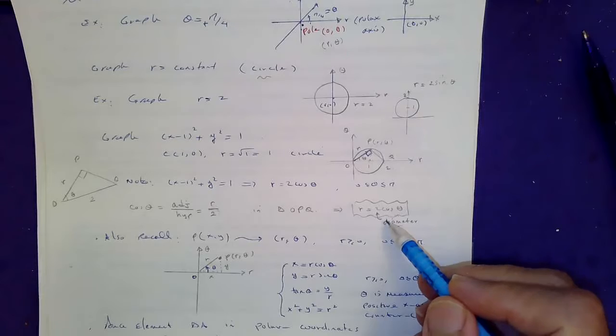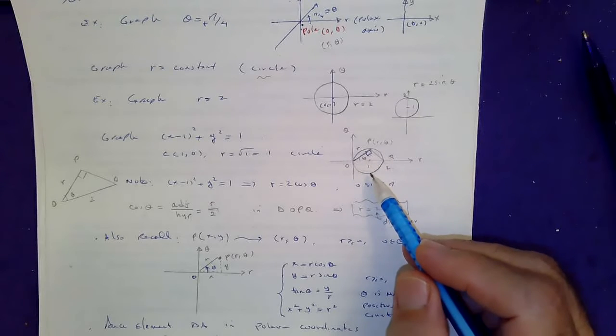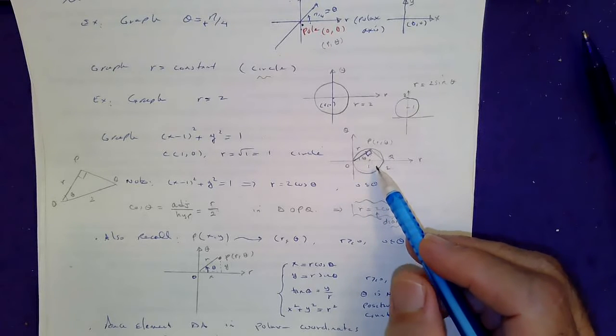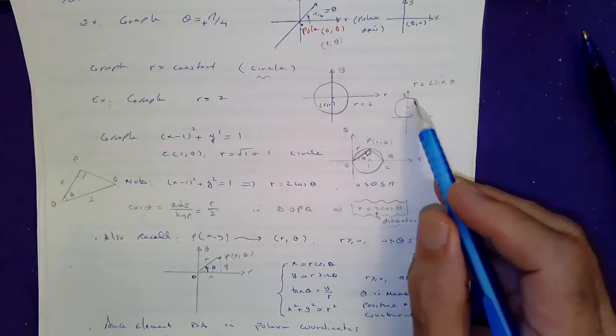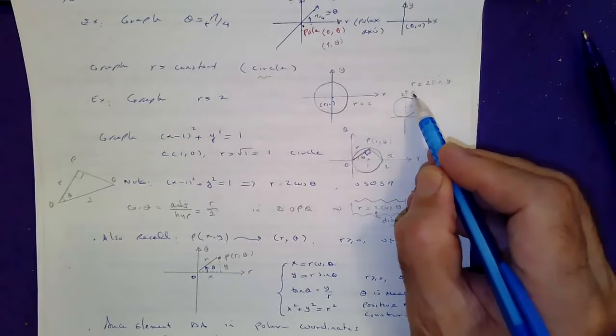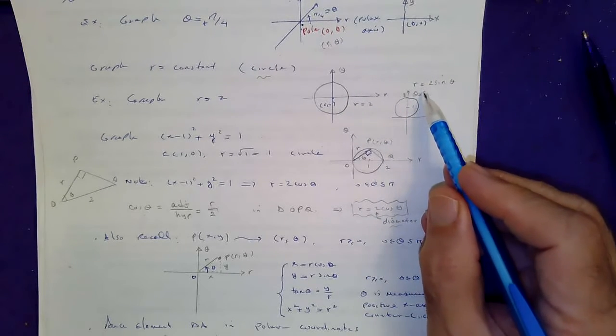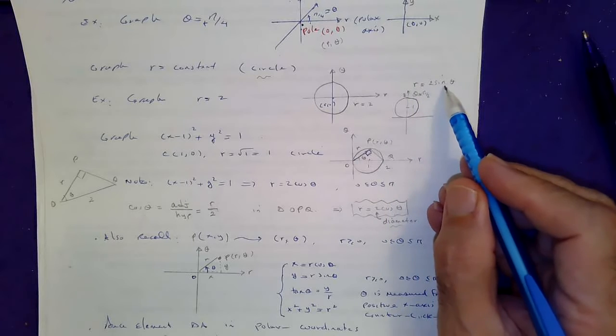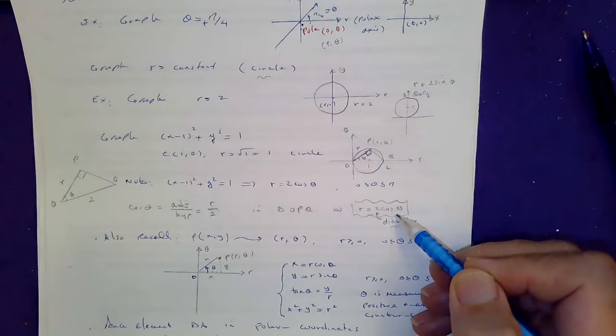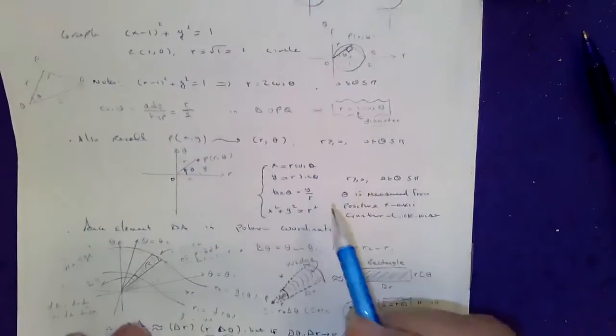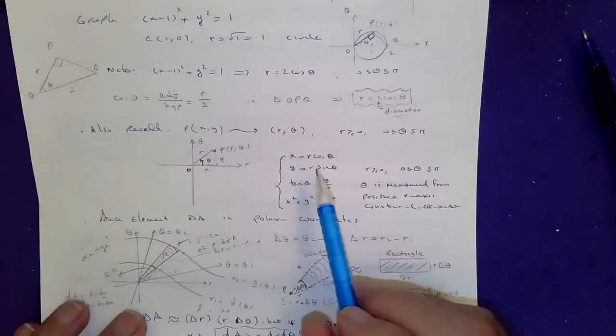So that would be a circle which lies along the x-axis or the polar axis. If the circle lies along the pi over 2 axis, remember that's the pi over 2 axis, then the equation of the circle becomes r is equal to 2 sine theta as opposed to cosine. Do you see it? Remember the usual conversion formulas.